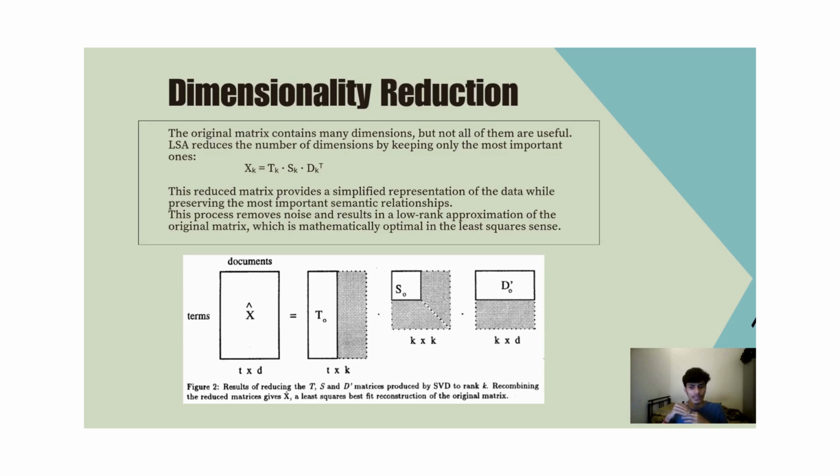Choosing the value of k is important. If k is too small, we may lose important information. If k is too large, we may retain noise. So, selecting an optimal value of k is crucial for performance. Overall, dimensionality reduction is a step that transforms raw data into a meaningful and compact representation.